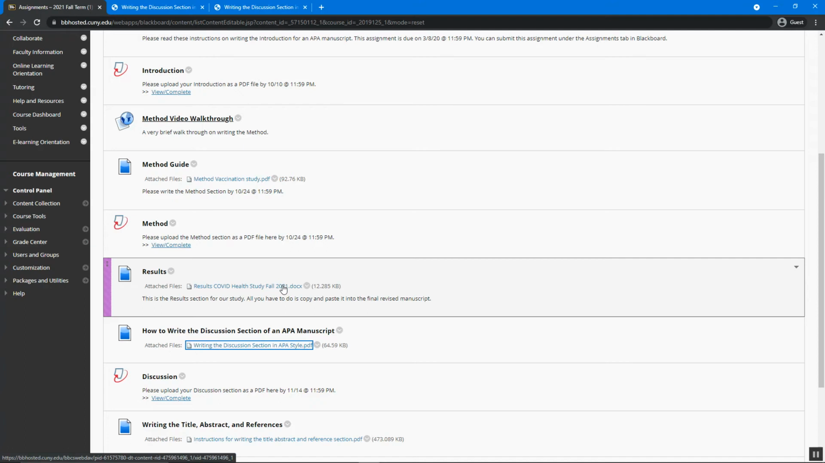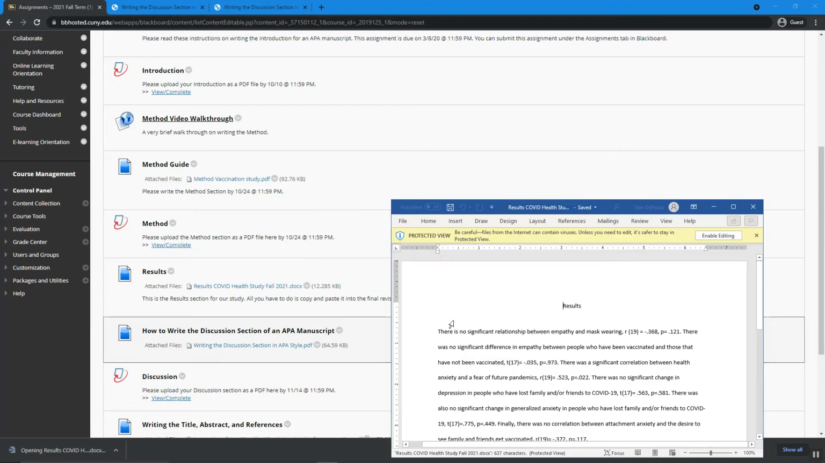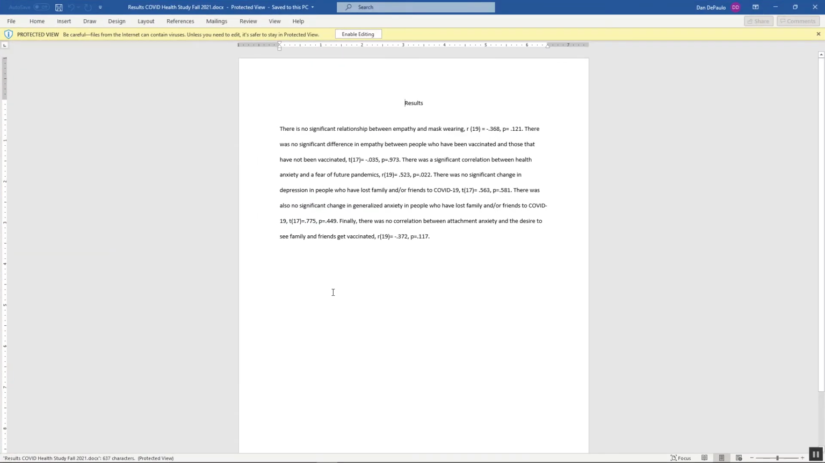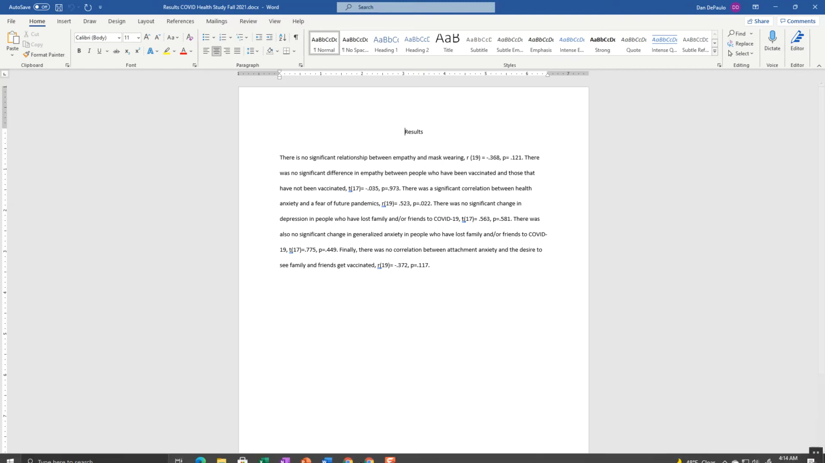Let's look at what we found in our study. The study was based on the survey that looked at COVID and behaviors related to COVID. So here are our results. There is no significant relationship between empathy and mask wearing, and this was the correlation. It was not significant. We expected it to be a positive relationship. These are based off the 5 hypotheses that were supposed to be in the last paragraph of your introduction.